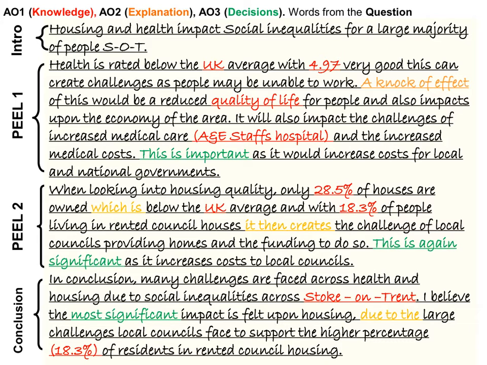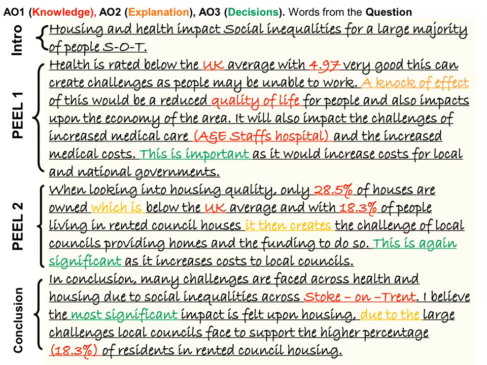Housing and health impact gives social inequalities for a large majority of people in Stoke-on-Trent. So we've named the place. Health is rated below the UK average with an average of 4.97 on the scale. This can create challenges as people might not be able to work. A knock-on effect of this would be reduced quality of life for people, and it also impacts on the economy of the area. This impacts upon the challenges of increased medical care, such as the accident and emergency section of North Staffordshire Hospital, and also increased medical costs. This is important as it would increase the cost for local and national governments.